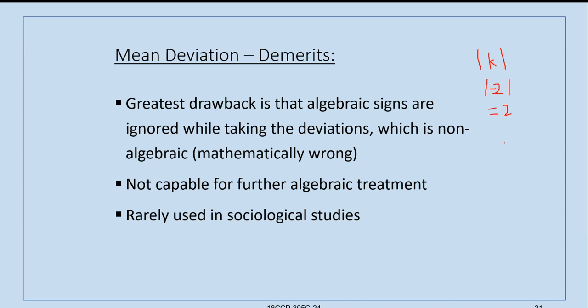And it is rarely used in sociological studies. Sociological studies means psychology, economics, sociology, etc. It may not give very accurate results because minus is ignored. Minus values, negative values, are taken as positive only. That is the effect. That is the meaning of this: negative values are taken as positive values.